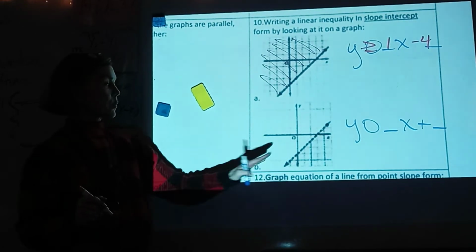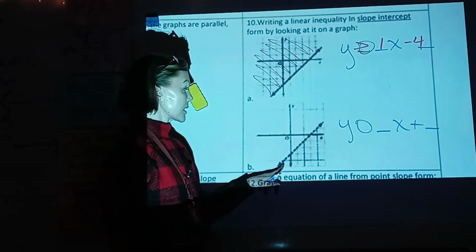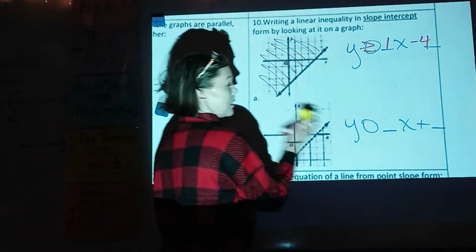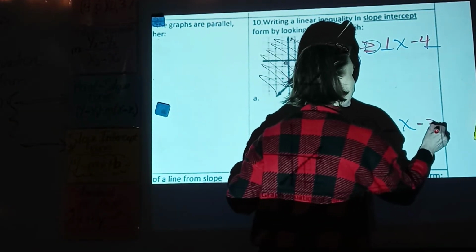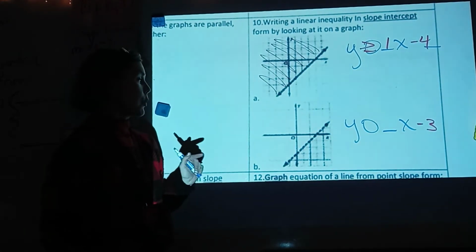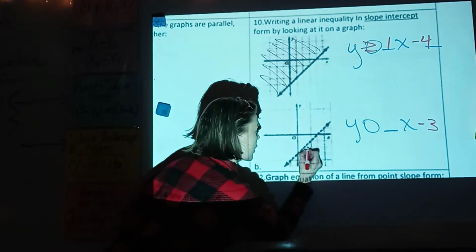Now let's look at this one. Where does this line cross over the y-axis? At a -1, 2, 3, -3. So our y-intercept is -3. Now, what is the slope of this line? Well, here's 1 here and 1 here.